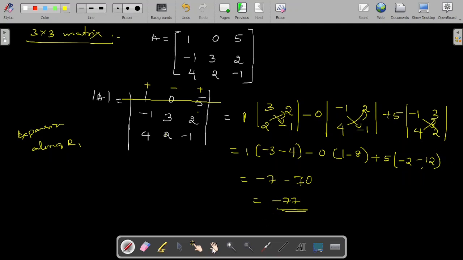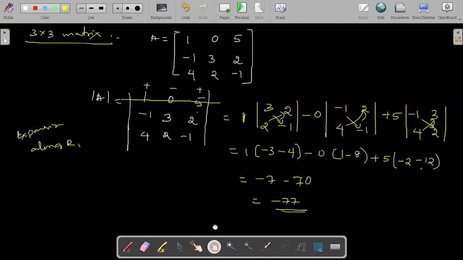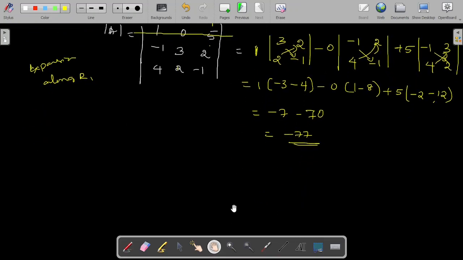This is the expansion along the first row. You can expand along any of the rows or any column. The answer remains the same. No change in the answer.